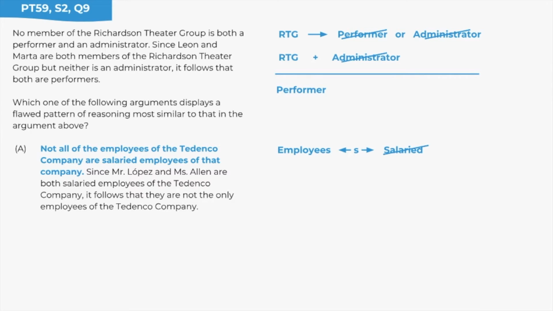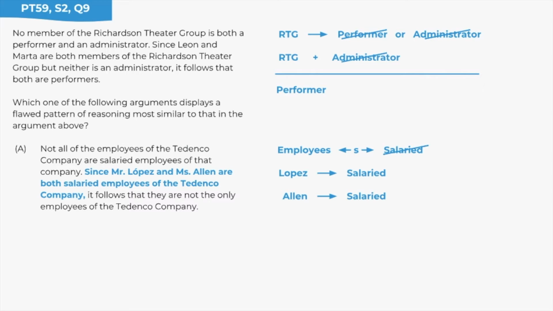So now the next statement tells us that Mr. Lopez and Miss Allen are both salaried employees of the Terenko company. So Lopez is salaried and Allen is salaried. Fine. Okay, what else do we know?